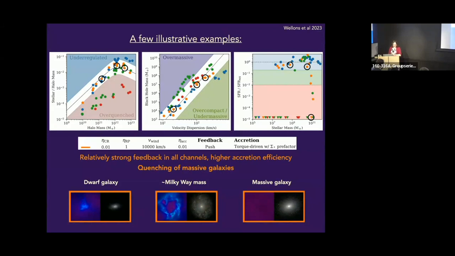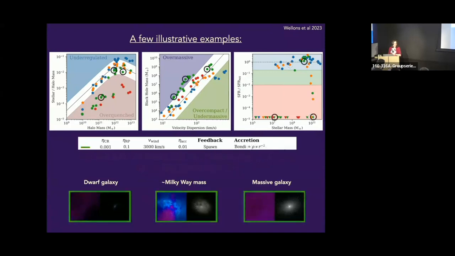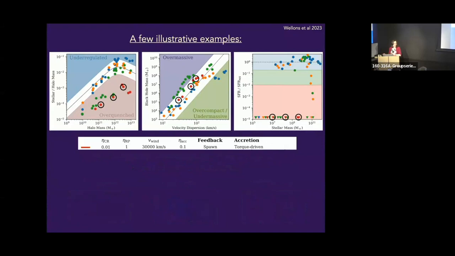That's great. We also commonly see over-enthusiastic black hole models, which over-quench dwarf galaxies. This particular model actually has weaker feedback in all three of those channels, but a relatively high accretion efficiency. And then, of course, there are some models that really just destroy everybody. I'm not even going to show you any pictures because it's just black squares. This model has really strong feedback in all channels and a very high accretion efficiency.